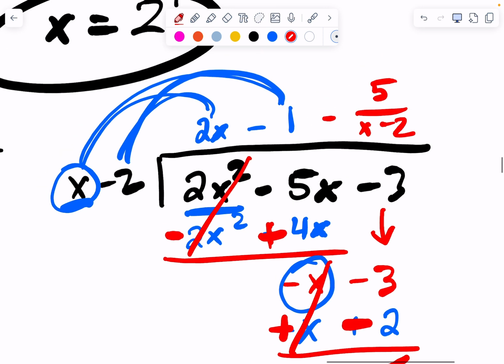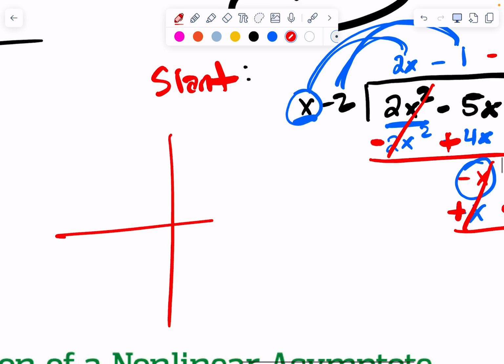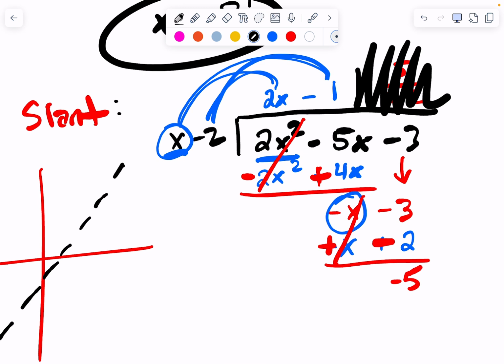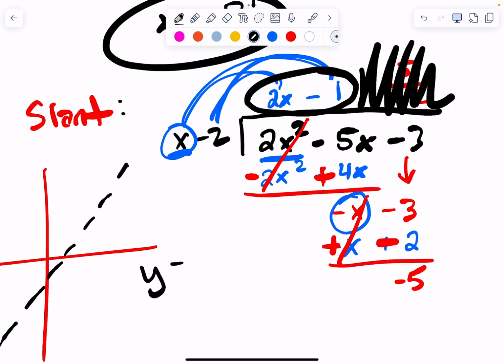And here is how you find the slant asymptote. I just told you that a slant asymptote is a linear function, like a line. As soon as we're done with the long division, are you listening to this? Cancel out your remainder. We don't even care about it. We could have stopped the long division as soon as we got to the remainder. Your slant asymptote is only this first part, and your slant asymptote is y equals 2x minus 1.